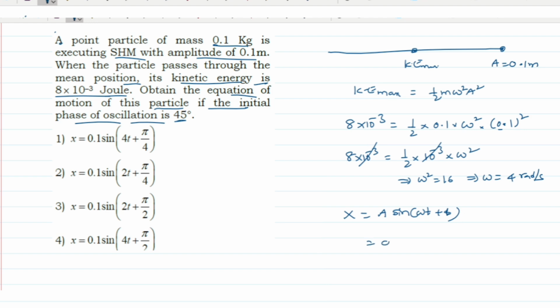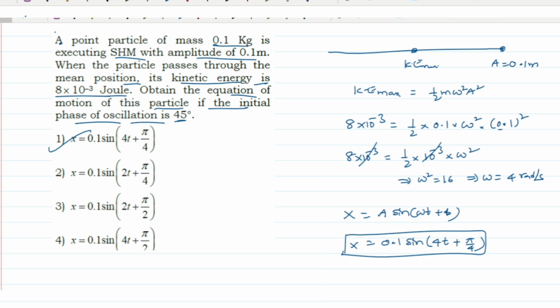So amplitude 0.1 into sine into omega value, calculated as already 4t, plus the initial phase is given as pi by 4. This is the answer: 0.1 into sine, 4t plus pi by 4.